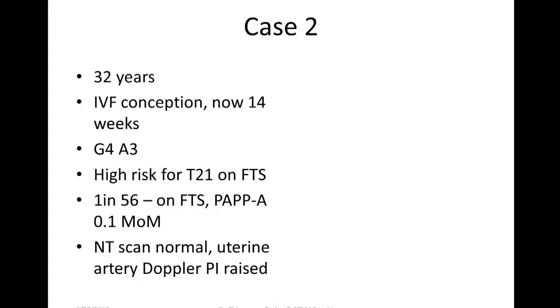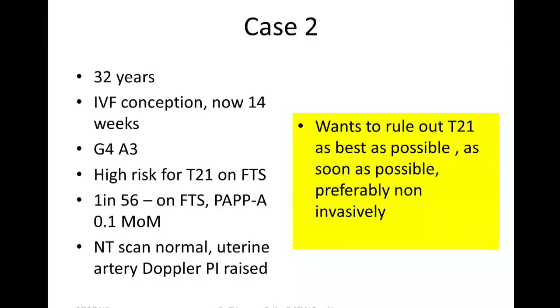Now, this is a 32-year-old lady, IVF conception, now 14 weeks, and this is her 4th pregnancy. Unfortunately, all 3 previous pregnancies ended in early miscarriages. In this pregnancy, traditional screening was done with the combined first trimester screen. Her NT scan was normal, although uterine artery Doppler PI were raised, but her combined FTS gave her a risk of 1 in 56 for Down syndrome because the PAPP-A was 0.1 MoM. And she also wants to rule out trisomy 21 as best as possible, as soon as possible, but preferably non-invasively, because the main thing here is to avoid the added risk of miscarriage.